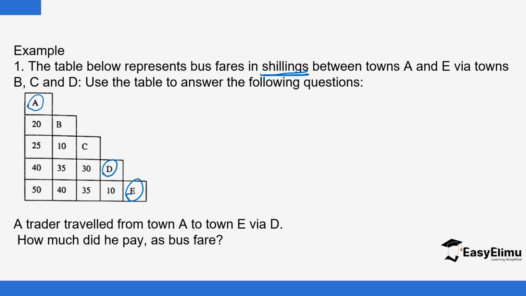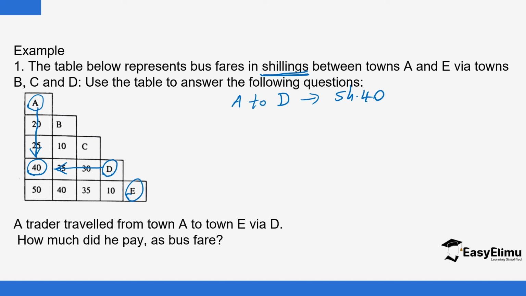So we look at the point of intersection of the two. So this line and this line here, where they intersect. So if you're moving from point A to point D, you will pay 40 shillings. So A to D, they pay 40 shillings.